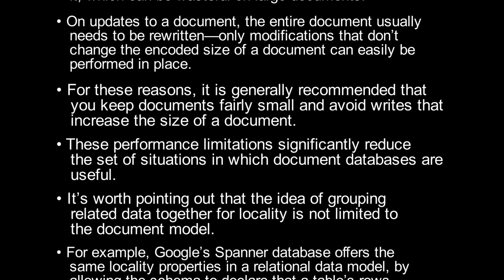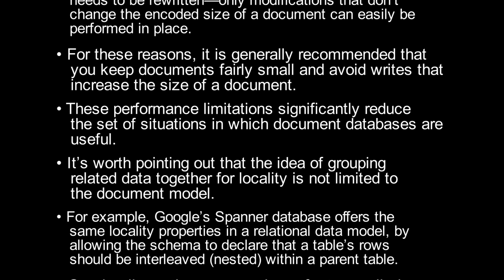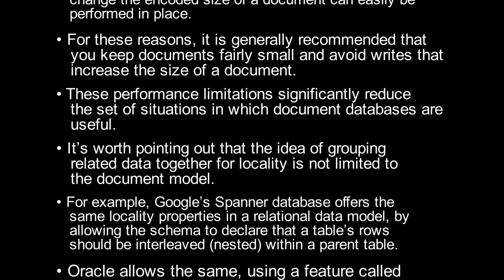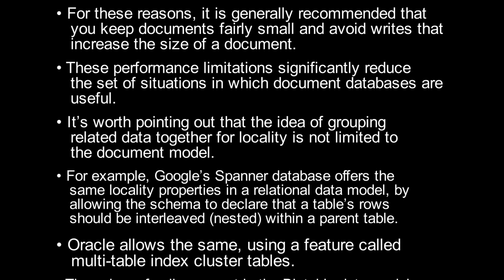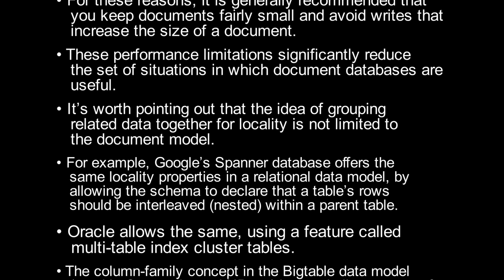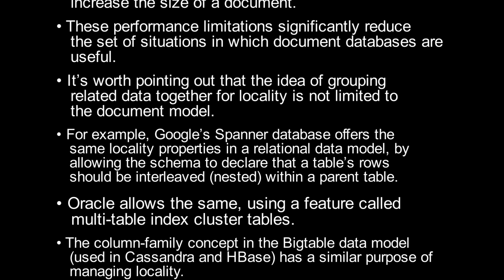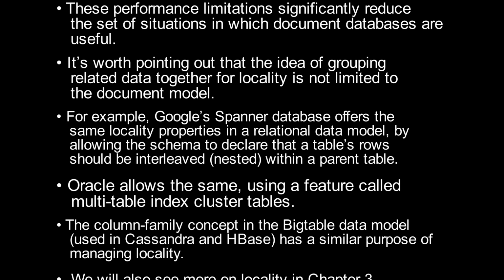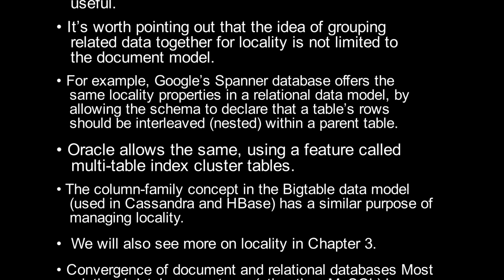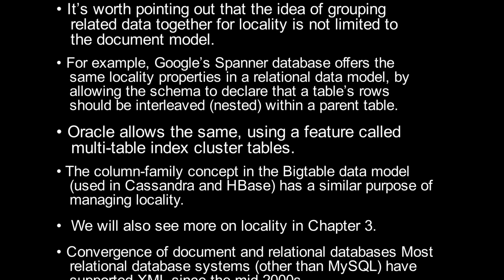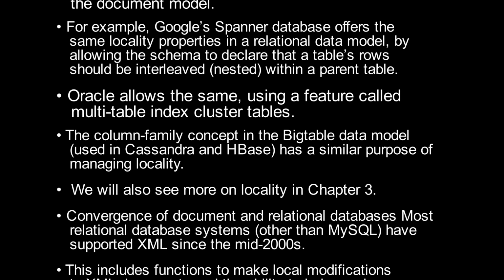It's worth pointing out that the idea of grouping related data together for locality is not limited to the document model. For example, Google's Spanner database offers the same locality properties in a relational data model by allowing the schema to declare that a table's rows should be interleaved nested within a parent table. Oracle allows the same, using a feature called multi-table index cluster tables. The column family concept in the Bigtable data model used in Cassandra and HBase has a similar purpose of managing locality. We will also see more on locality in Chapter 3.